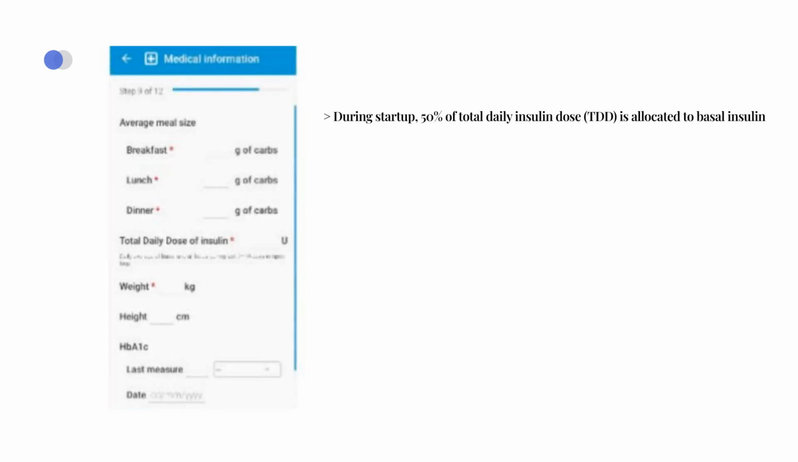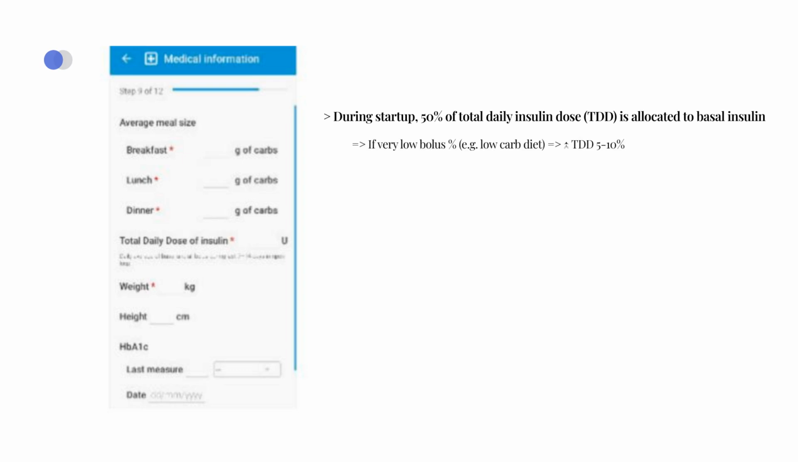Now let's focus on the specific education points for the DBLG1 system. During initialization, half of the total daily dose of insulin is allocated to basal insulin, while the other half is allocated to meal insulin. If this allocation doesn't align well with your actual insulin needs, it's recommended to adjust the total daily dose of insulin accordingly.